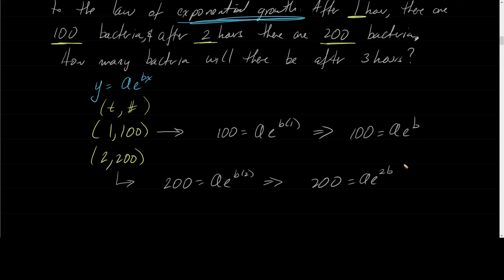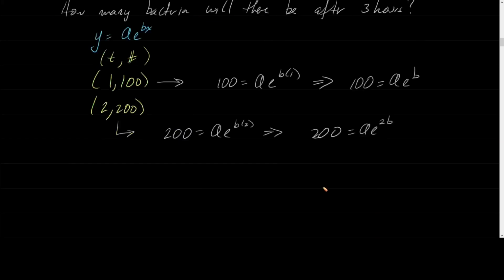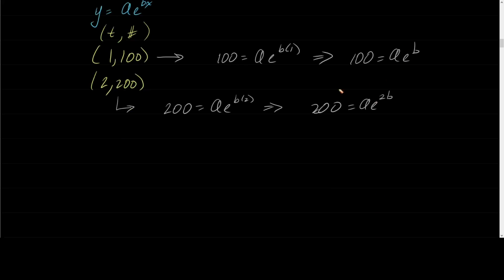Now, here we have 2 equations, 2 unknowns. We can try to solve this, all right? So essentially in each of them, we're going to solve for a. So from here, we know that a is equal to 100 over e to the b. And from here, we know that a is equal to 200 over e to the 2b. They're both the same a though, all right? They're just being applied with a different x value and y value, but they come from the same function, so they must be the same a.